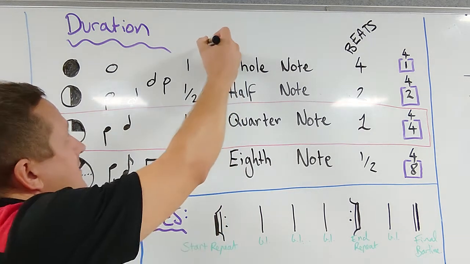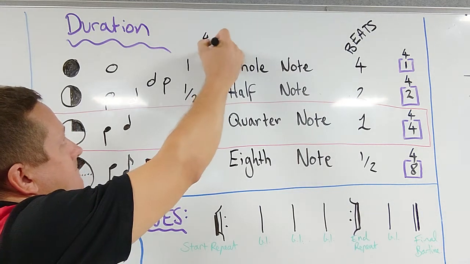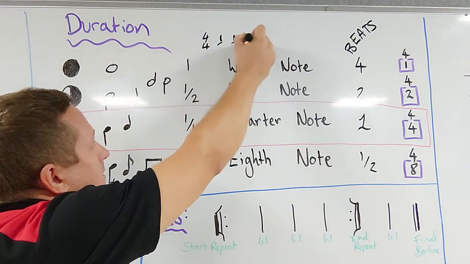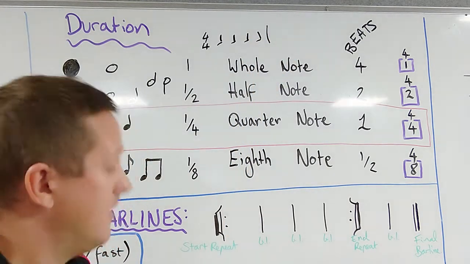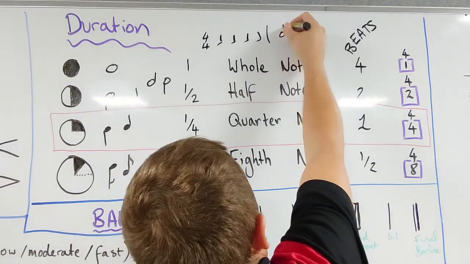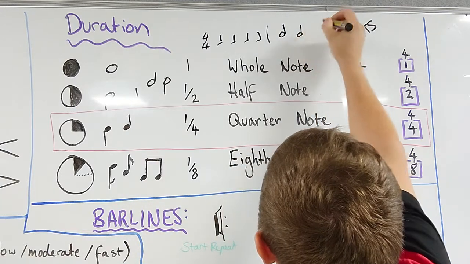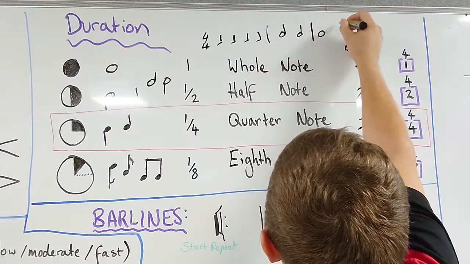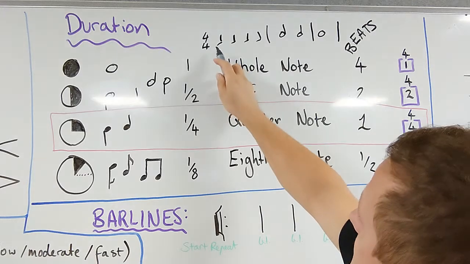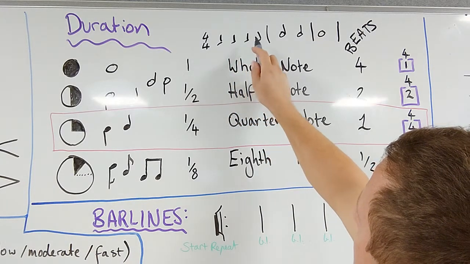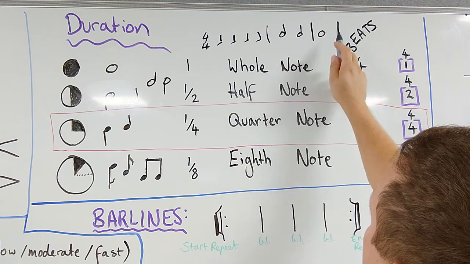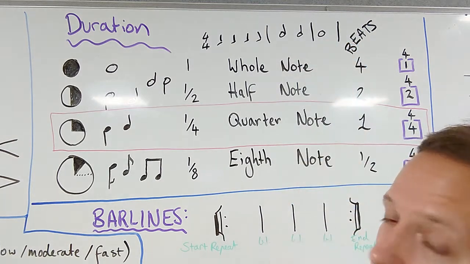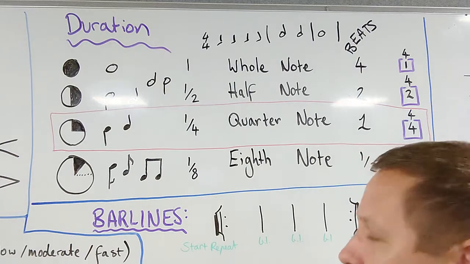Probably the best way to demonstrate that is, here is a bar of 4/4 time. 1, 2, 3, 4 quarter notes filling the bar. The next bar, I'm going to write in 2 half notes. And the next bar, I'm just going to put in a whole note. So this is 1, 2, 3, 4, 1, 3, 1, finish. Hopefully that's self-explanatory.